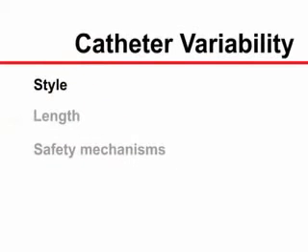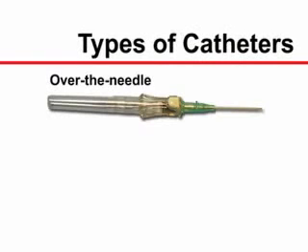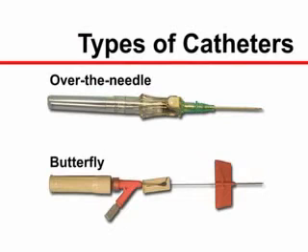There are many catheters varying in style, length, and safety mechanisms. The two most common types of catheters are the over-the-needle catheter and the winged butterfly catheter.